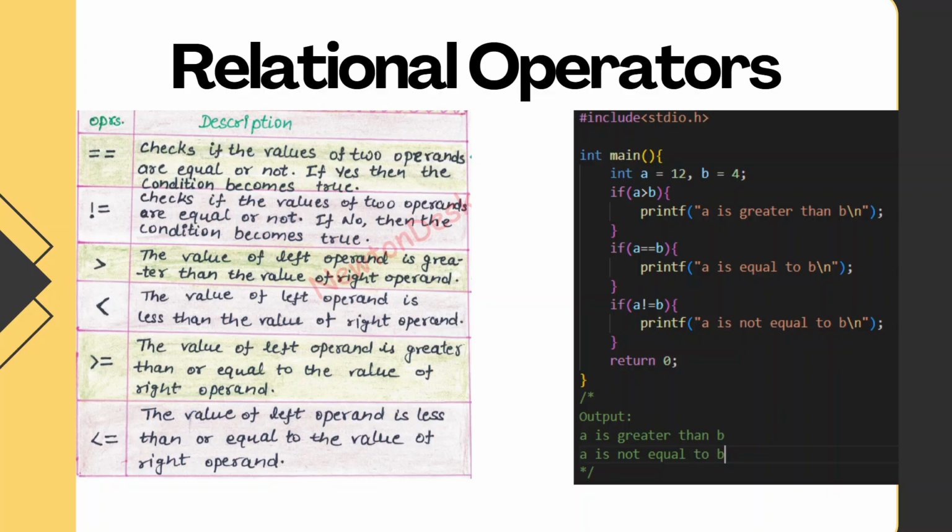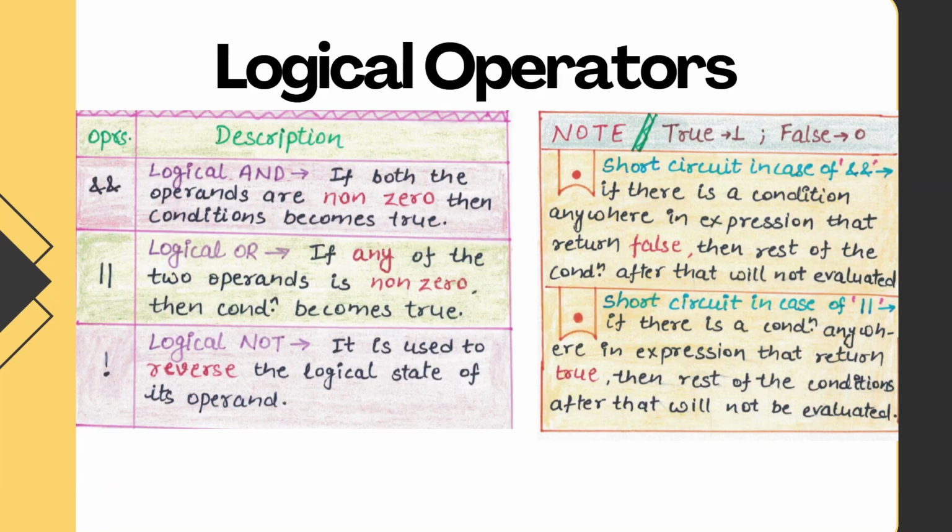On the right hand side you can see the example. We have put in conditional statements. If a is greater than b, then print the statement a is greater than b. If a equals b, print a is equal to b. If a is not equal to b, or a exclamation equals b, print a is not equal to b. The output for a equals 5 and b equals 4 is a is greater than b and a is not equal to b.